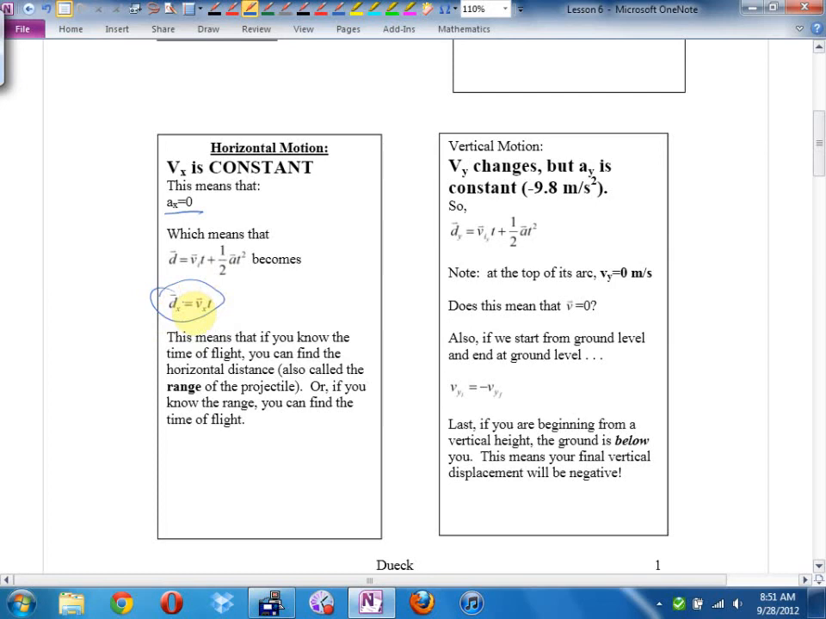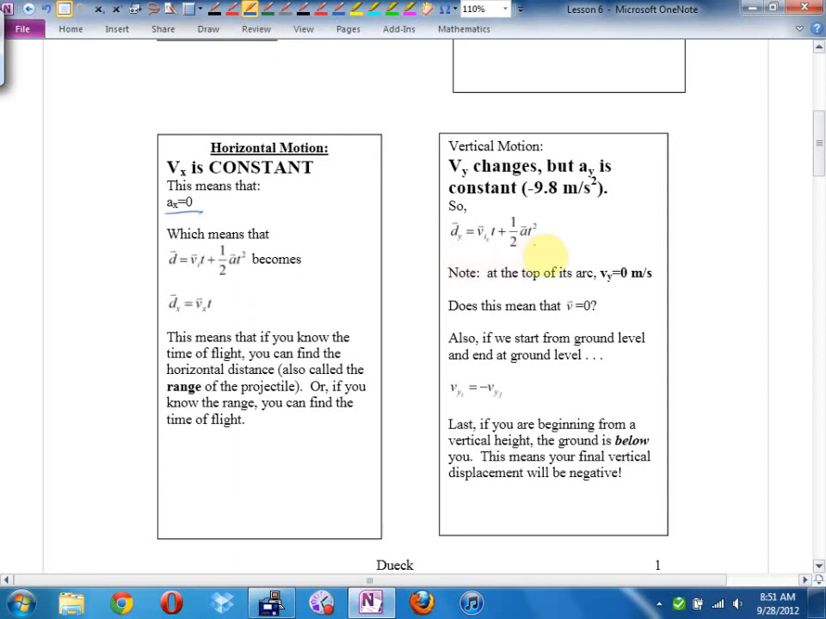Is this equation a quadratic anymore? No. Much nicer. Much easier. If they tell you the range, it's a lot easier. Vertically, Vy changes, but Ay is constant, negative 9.8 meters per second squared, as long as you're near the Earth.